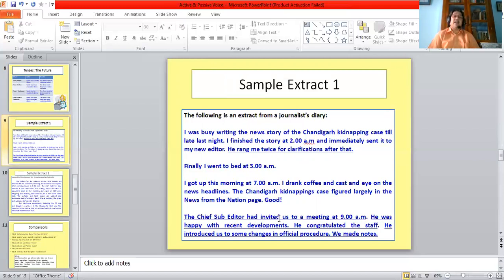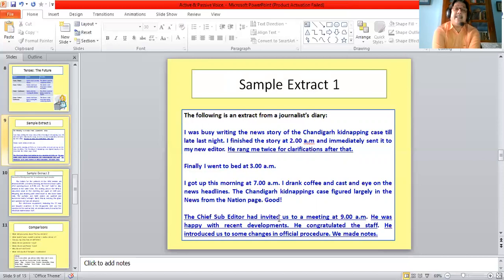Good. The chief sub-editor had invited us to a meeting at 9 a.m. He was happy with recent developments. He congratulated the staff. He introduced us to some changes in official procedure. We made notes.